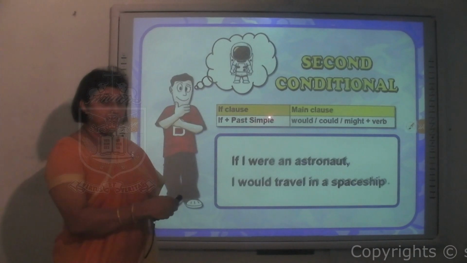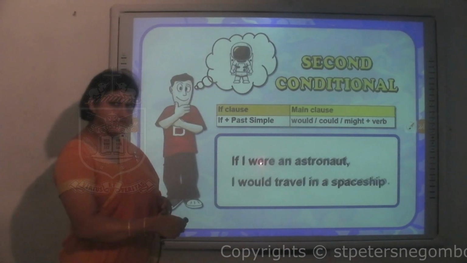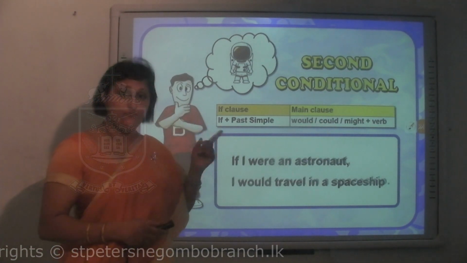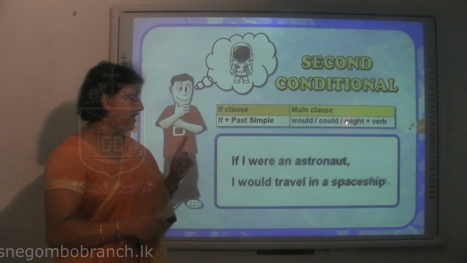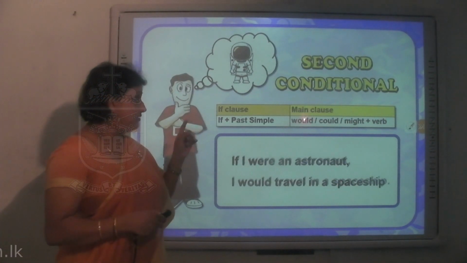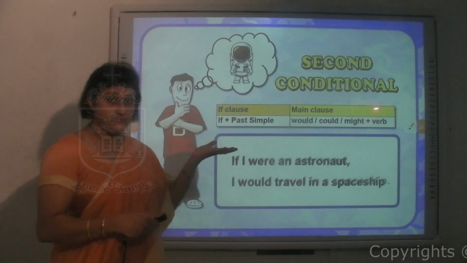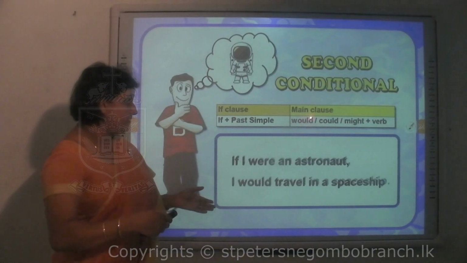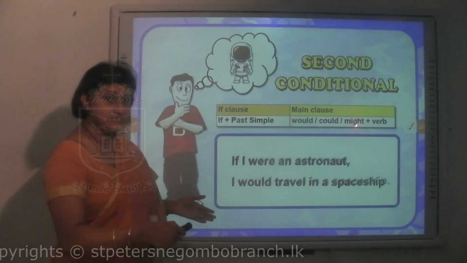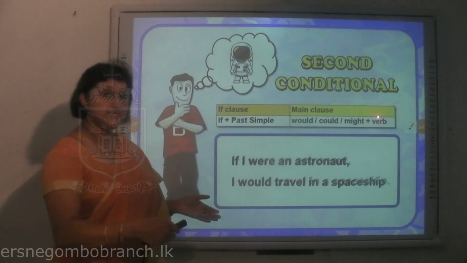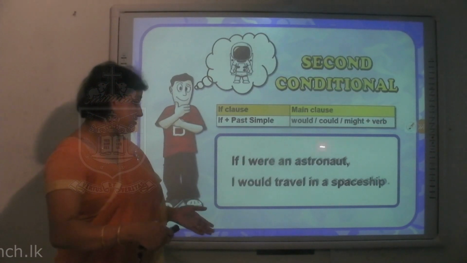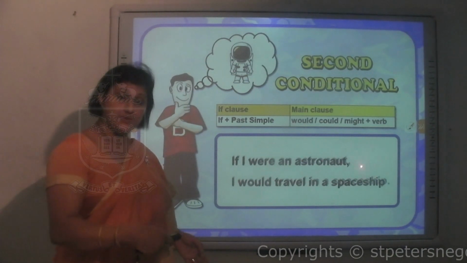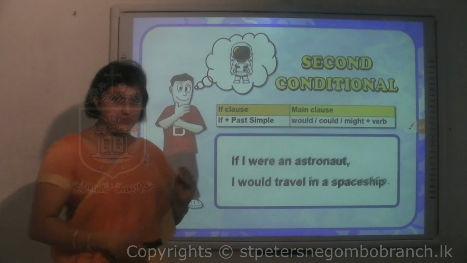If plus simple past. And this word would, could, might. Earlier in conditional type 1, we took will, can, may. Can you remember? We said we can take photographs and then we will go, right? Now here it's the same thing, but they have used this word in the past tense. Would, could, might. If I were an astronaut, I would travel in a spaceship. I could travel in a spaceship. I might travel in a spaceship, right? That's very simple to remember.